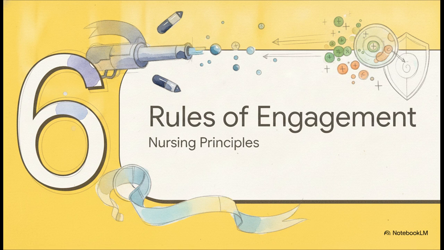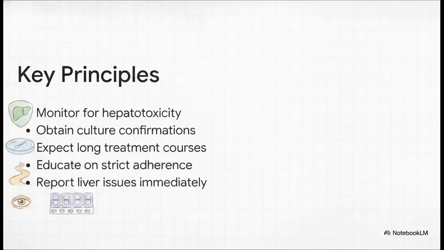Section 6, General Rules of Engagement, Overarching Nursing Principles. All right, let's tie this entire arsenal together. Whether you're dropping the heavy artillery or just managing a localized skin infection, these rapid-fire principles are your absolute clinical bedrock. First up, safeguard the liver. Honestly, with the exception of amphotericin B's massive kidney risks, almost all systemic antifungals carry a significant hepatotoxicity risk. Second, get those culture confirmations early. Do this before you start throwing these heavy drugs around.